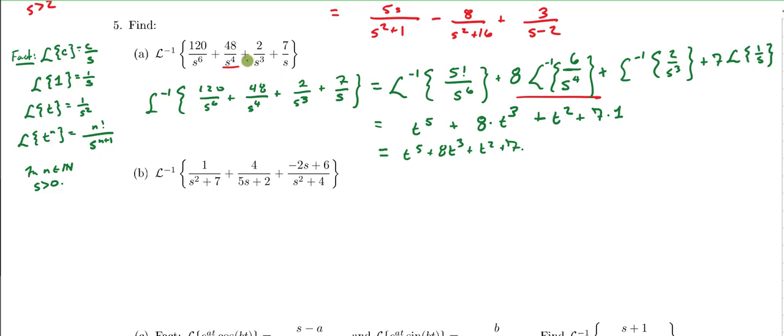And remember, the key was to focus on the power and not the coefficients. So if this is s to the 4th, I'm trying to build, using this rule right here, something that looks like n factorial over s to the n plus 1. So if this is s to the fourth, n in this case will be 3. And so I ensured that I had a 3 factorial in the numerator. And I got there by factoring an 8 out of the denominator. Okay, so let's practice this last one.